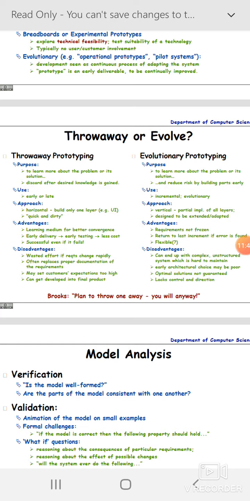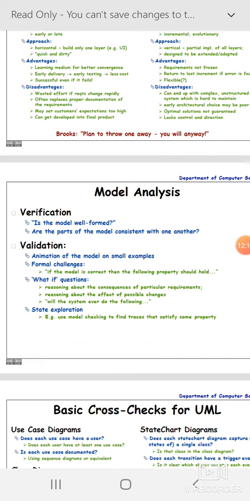Now disadvantages. If we talk about throwaway prototyping, it has wasted effort, often replaces proper documentation, may set customers' expectations too high, and a lot of other disadvantages may be there. If we talk about evolutionary, it can end up with a complex unstructured system which is hard to maintain, so it lacks control and a lot of other things are there.